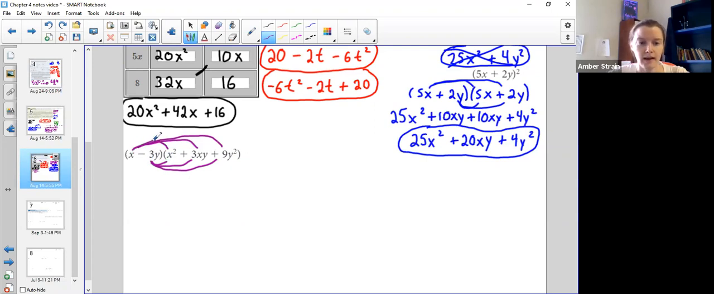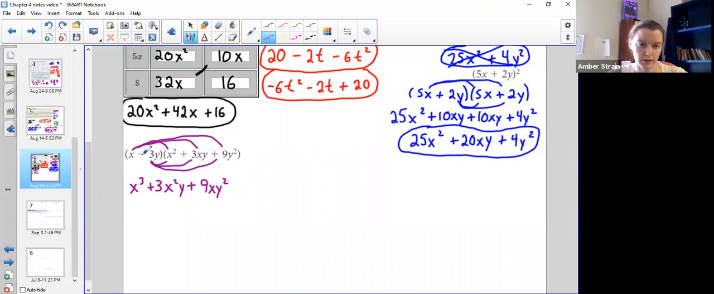So let's get going. X times x squared would make x to the third, 3 x's. X times 3xy would be 3x squared y. There's 1 x here and 1 more there, 2 x's. X times the 9y squared would be 9xy squared. This x combined with those 2 y's.